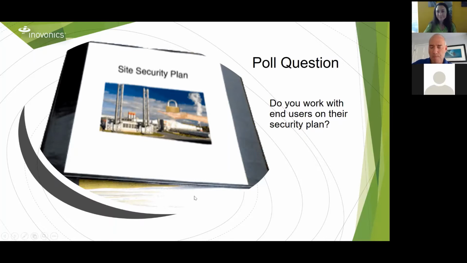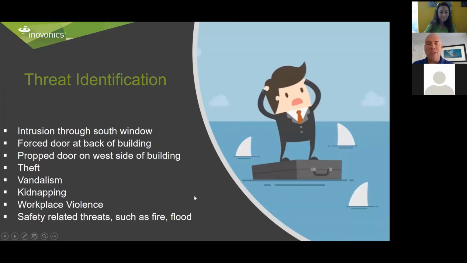Okay. All right, so let's start with threat identification. This is a good homework assignment that you could give to a security director or a loss prevention manager before you're going to meet with them and work with them on their plan. So make it as detailed as possible, such as specific points of intrusion, because those could be addressed with different kinds of sensing strategies when it comes to an intrusion system.